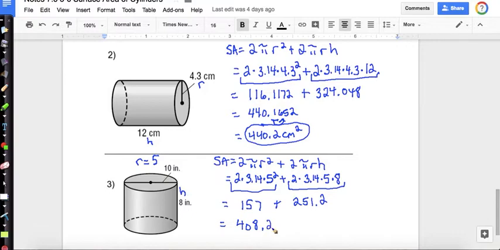It's 408.2. Now, do I have any numbers after the tenths place? No. So guess what? This is already good to go. So I don't have to do any rounding here. So I slap on the label, inches squared, circle my answer.